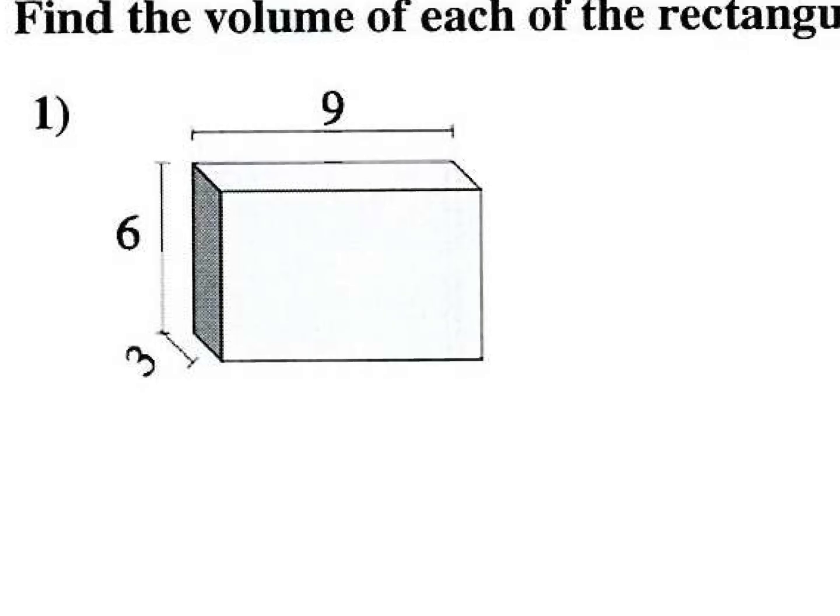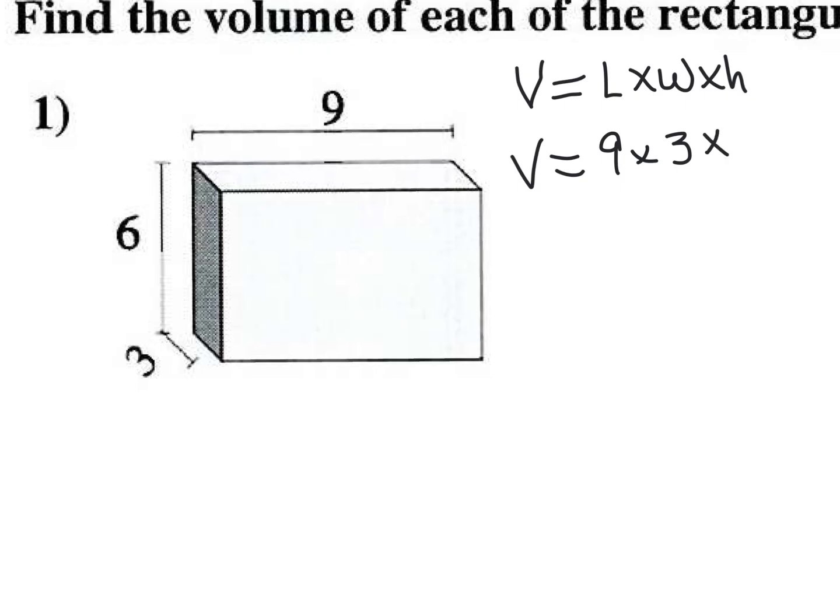So our volume formula is equal to length times width times height. That is literally all we have to do. Take those three dimensions and multiply them. So in this particular case, we have a length of 9, a width of 3, and a height of 6.